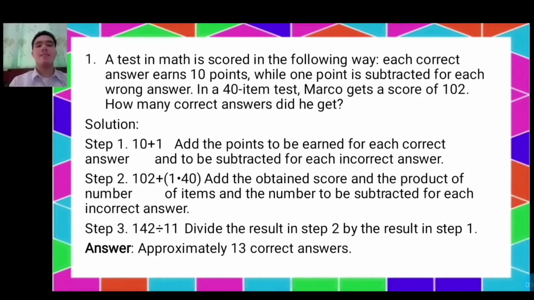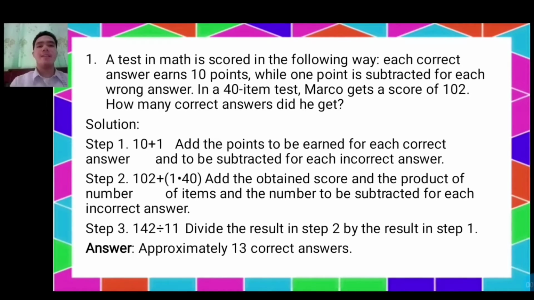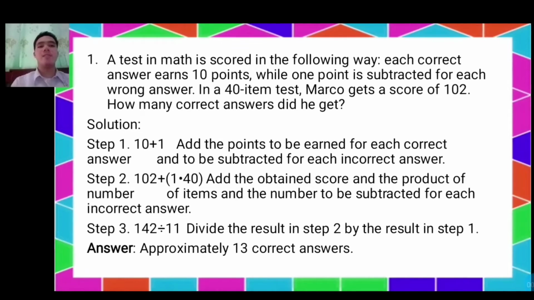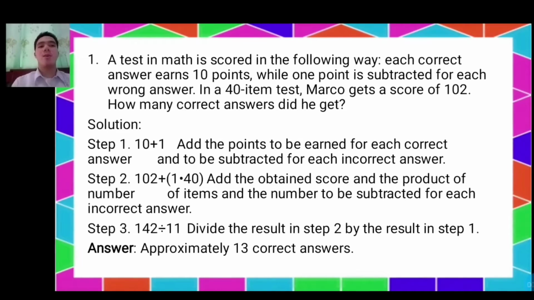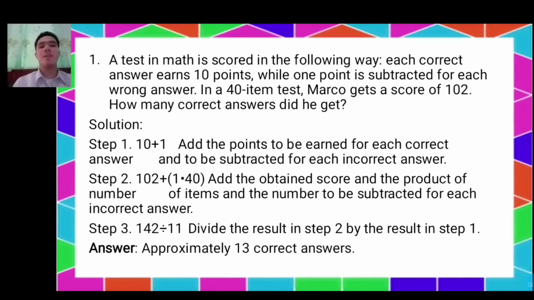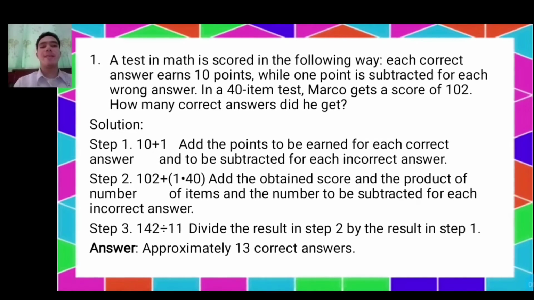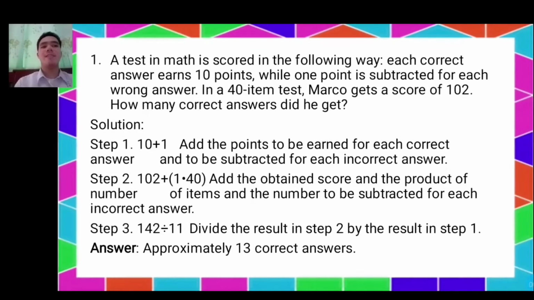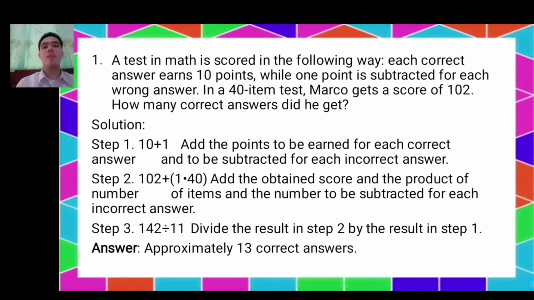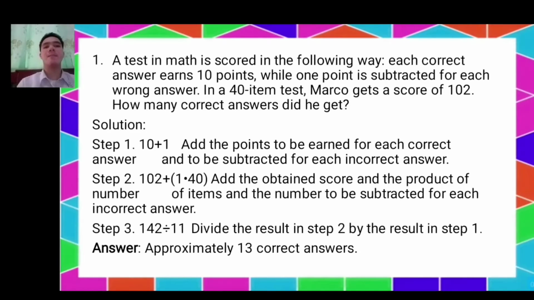So take a look at this example. A test in math is scored in the following way. Each correct answer earns 10 points, while 1 point is subtracted for each wrong answer. So in a 40-item test, Marco gets a score of 102. The question is, how many correct answers did he get?